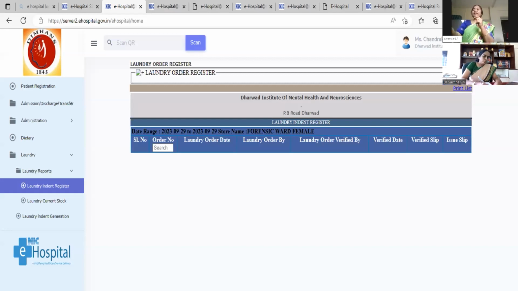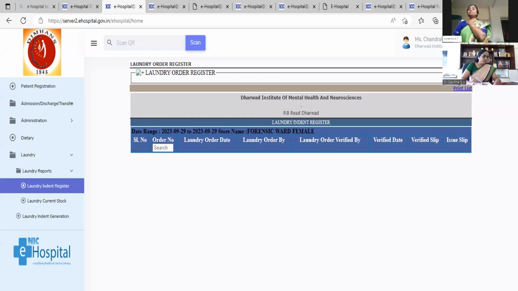So whenever you need an indent, for example maroon bed sheets, you can write maroon bed sheets for this ward, this much is needed. It will go to the laundry. The laundry person will send them through an attender to the particular ward, so that no stock register needs to be maintained for how many times you are sending for washing and how many times they have come back. All the stock will be maintained through the computer only.